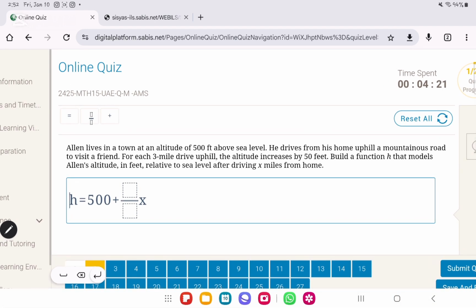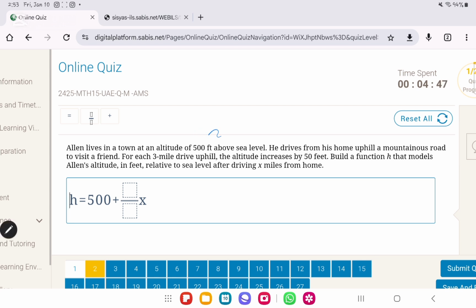The second question. Alan lives in a town at an altitude of 500 feet above sea level. He drives from his home uphill a mountainous road to visit a friend. For each 3-mile drive uphill, the altitude increases by 50 feet. Build a function h that models Alan's altitude in feet relative to sea level after driving x miles from home.